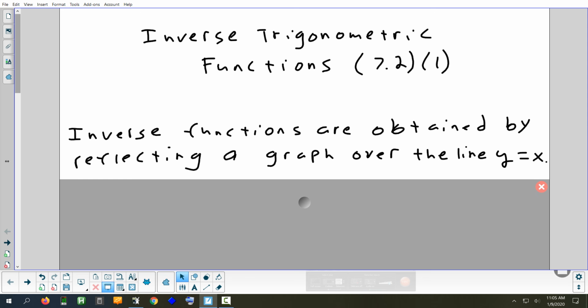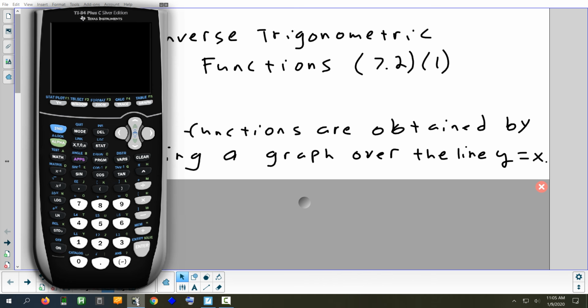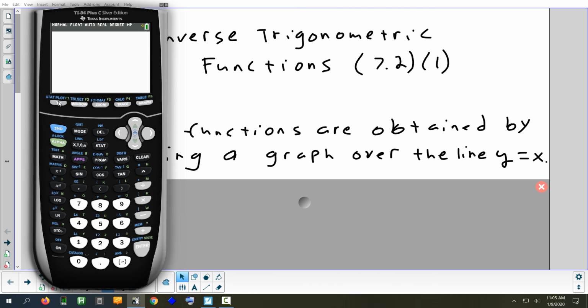All right. So first of all, in general, what does it mean if a function is an inverse? Well, visually, it means it's a mirror image over the line y equals x. So let's say I had the square root function. What's the inverse of square root?